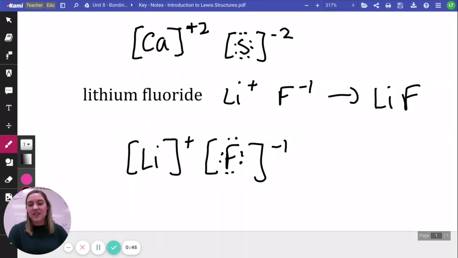And then our last one is lithium fluoride. Lithium is +1, fluorine is -1. Swap, drop, reduce, we get LiF. Lithium has that +1 charge, so it's lost that 1 electron. Fluorine has a -1, so it's gained that electron. And that's what our Lewis structure would look like.